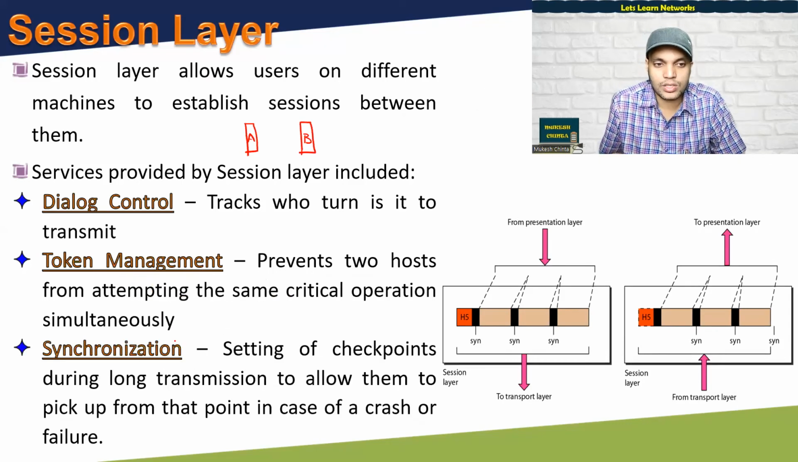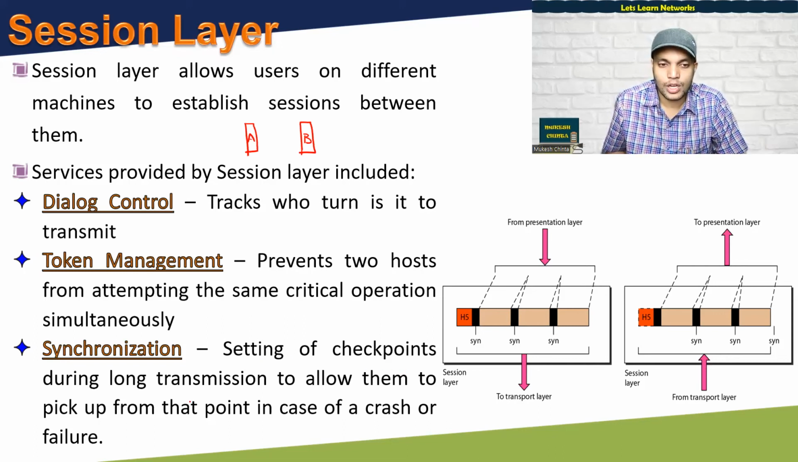The last one is called synchronization, where you can see in this particular diagram, the black colored ones are nothing but checkpoints. Now, if it's a long session, a long transmission of long duration, it sets up checkpoints on the path in such a way that if anything happens to the session, maybe a power failure or a crash of a system, these machines can go back to that checkpoint and resume from that point, and need not start from the initial stages.